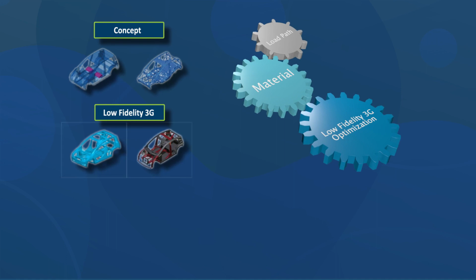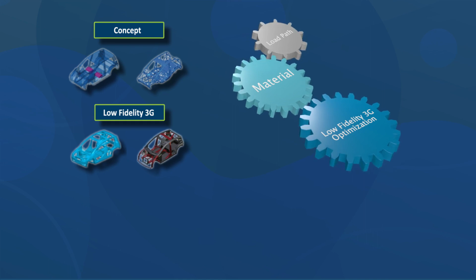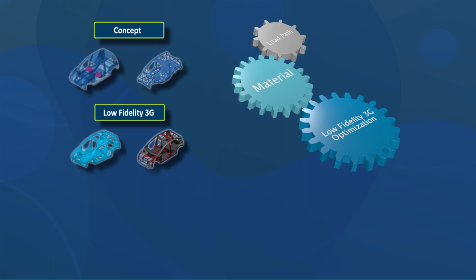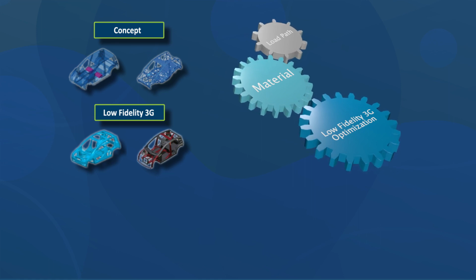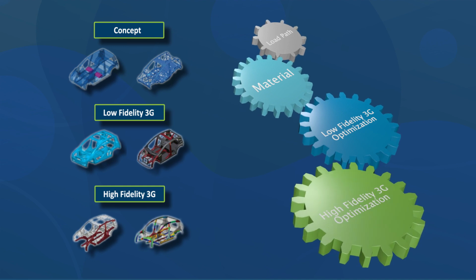Step 3, low fidelity 3G. To create a low fidelity design concept, after the creation of the initial geometry by ACP process tools, 3G at low fidelity design level will be optimized. Low fidelity 3G parametric optimization will change the geometry and balance between strength, stiffness, and gauge of all sections throughout the entire system. Step 4, high fidelity 3G.